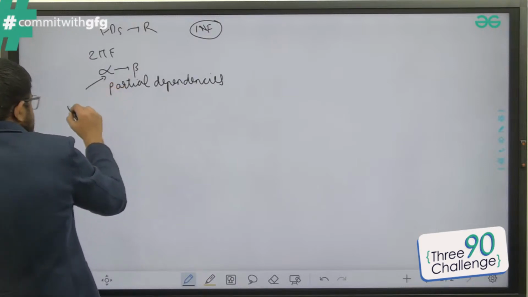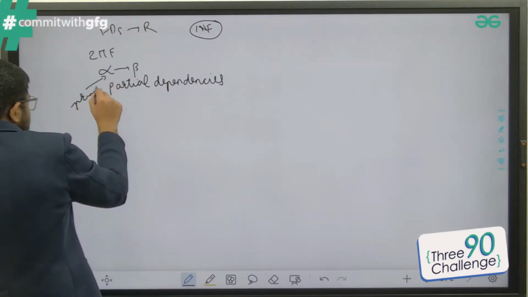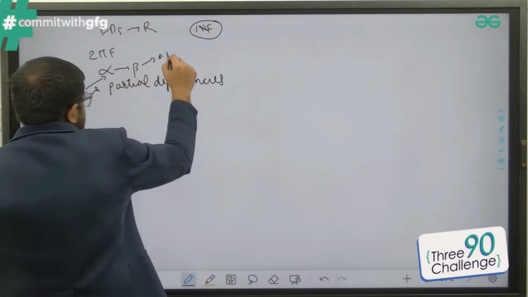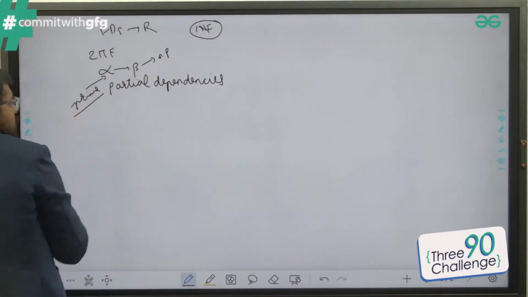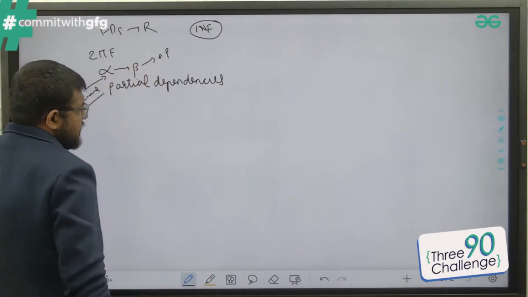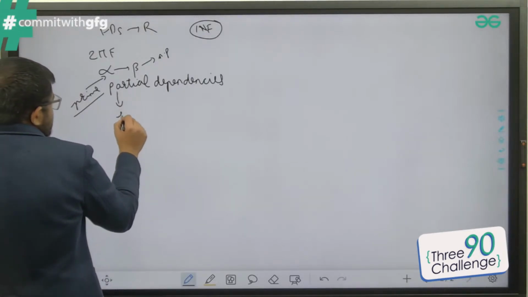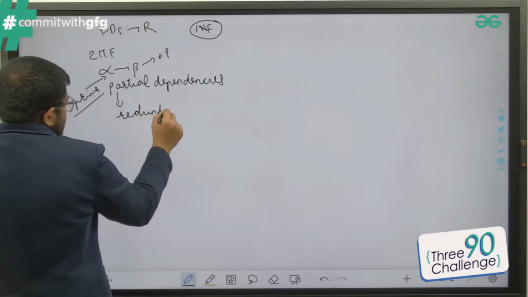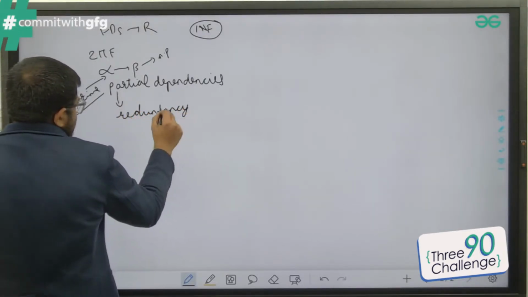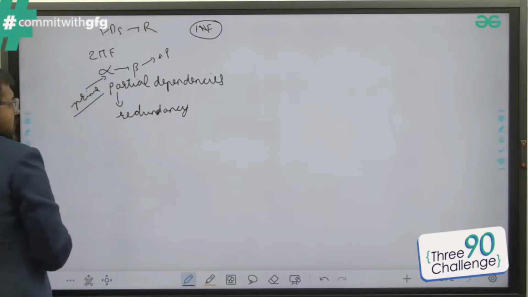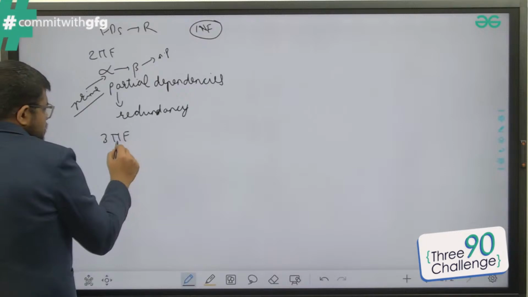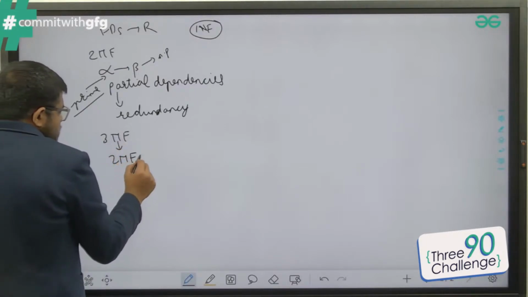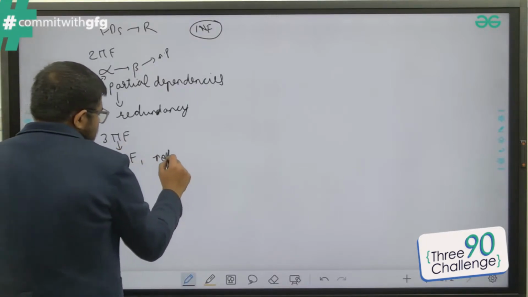If alpha is a prime attribute and beta is a non-prime attribute, and if alpha determines beta and this is not a key, this is a part of the key, then this is called partial dependency. Due to this, you get redundancy in your data, and hence if there are partial dependencies, the table is not in 2NF.